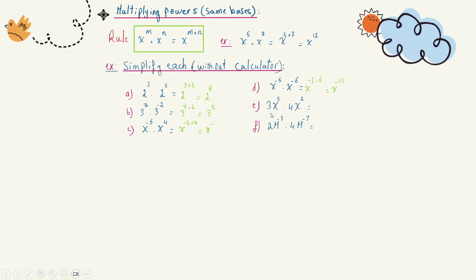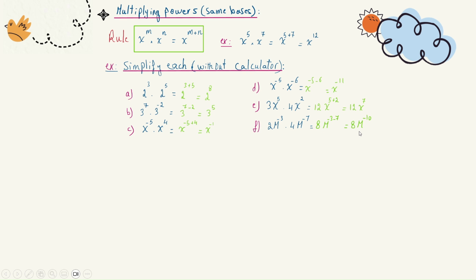Now, let's discuss part E and part F. Here, we see clearly that we have coefficients before the power. So what we do in this case, simply, we multiply the coefficients. So here 3 times 4 is 12, x to the power of 7, because we know that in multiplying we add the exponents. So in multiplying we add the exponents, but we multiply the coefficients. The answer is 12x to the power of 7. In part F, we do the same. We're going to multiply the coefficients, so we're going to end up with 8m to the power of minus 3 plus minus 7, or minus 10. So the answer is 8m to the power of negative 10.